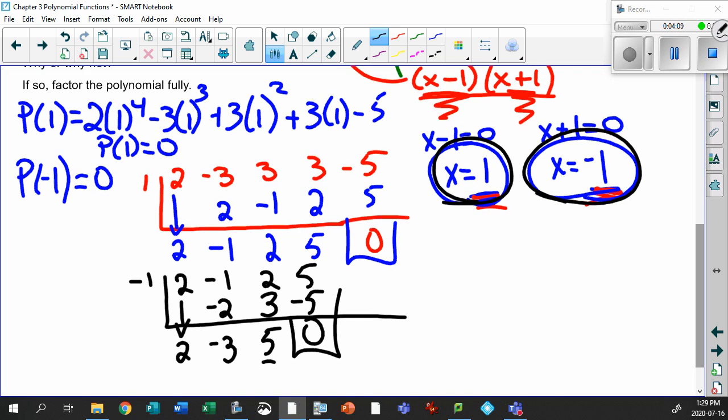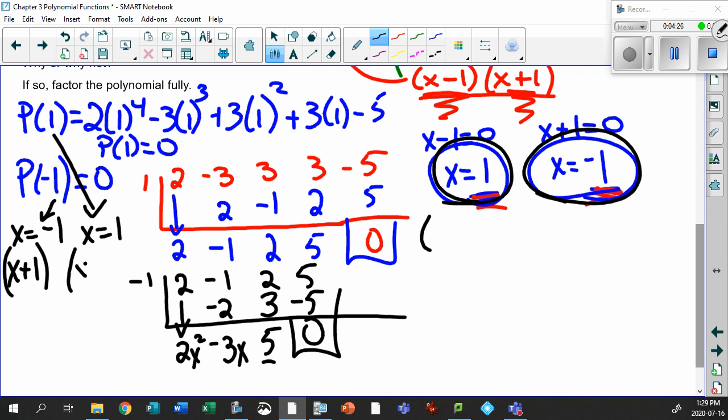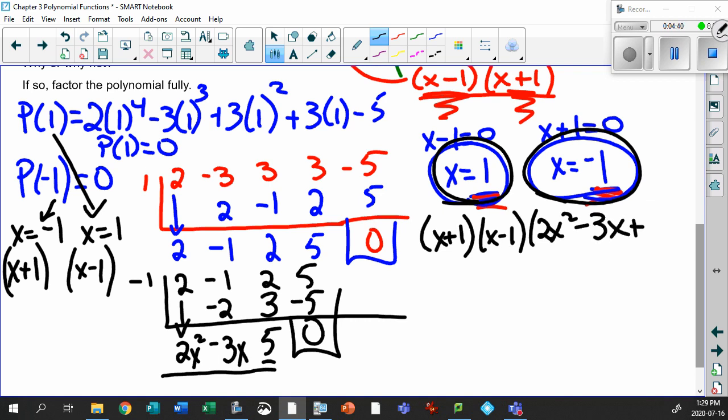Now, it says factor this polynomial fully. Well, think about it. There's the 1 position, there's the x position, there's the x squared position. From this one, x equals minus 1 gives you the factor x plus 1. From this guy, x equals 1 means x minus 1 is the other factor. So x plus 1, x minus 1, and the remainder factor, which is right here, 2x squared minus 3x plus 5. There's the remaining factor that you had to work out.